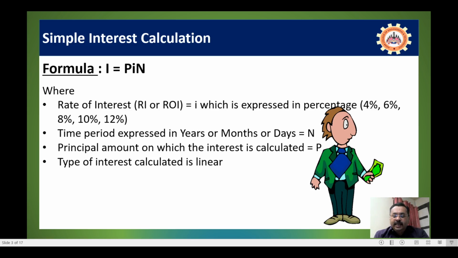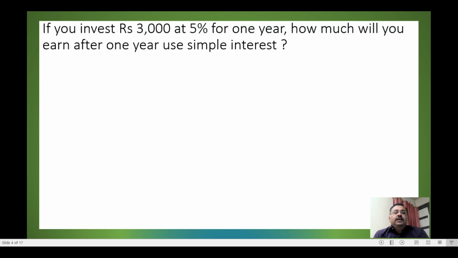Let us take up some examples and see how exactly simple interest is calculated. If you invest rupees 3000 at 5% for 1 year, how much will you earn after 1 year? Use simple interest. This is a very straightforward example. Here I is equal to P into i into N, where P is 3000, i is 5%, that is 0.05, and N is 1 year. That is, the interest you will earn will be 150 rupees after 1 year.